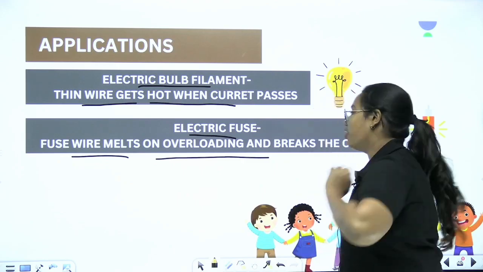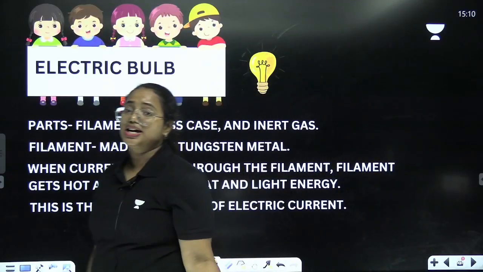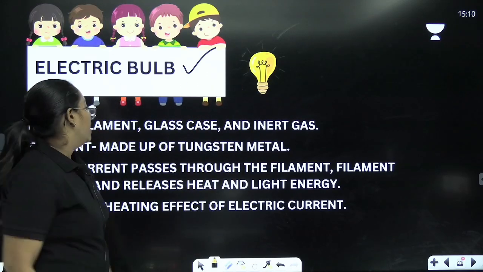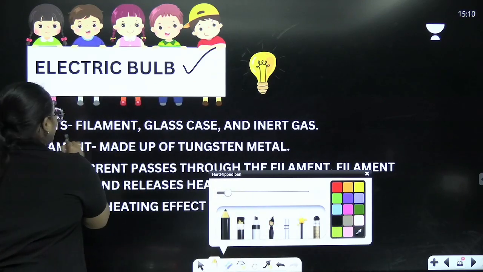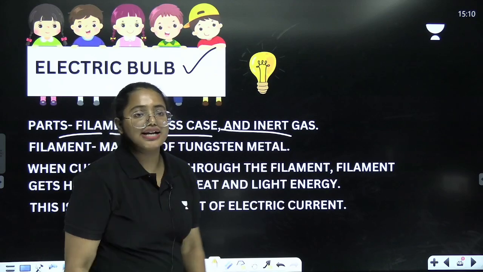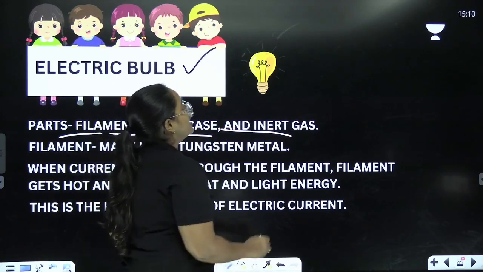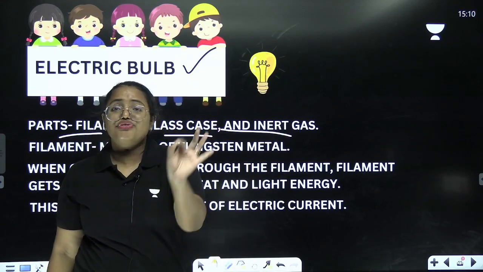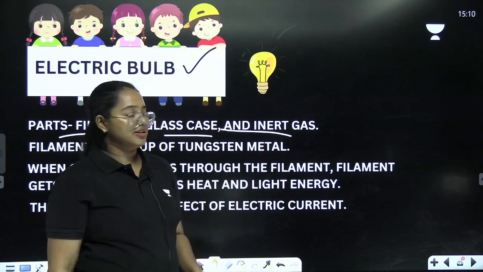Now we are going to continue with the same. Here we are going to start with the very first application of it, the electric bulb. Very important. Let's learn the basic parts associated with it: filament, glass case and inert gas. When you look at this, you can see the different parts. This black one is called the filament. It is a thin wire made out of tungsten metal.